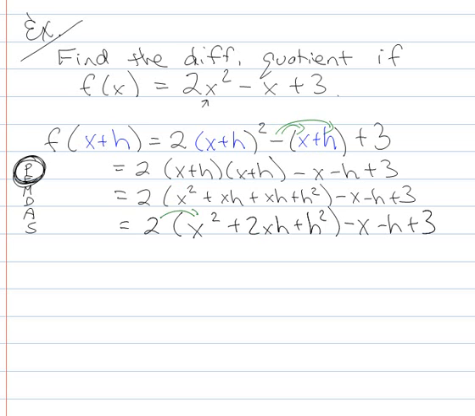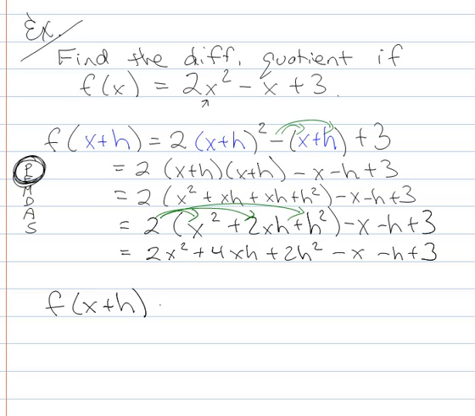Now that I've simplified everything, now I can go ahead and push that 2 through. 2x squared plus 4xh plus 2h squared minus 2x minus 2h plus 6. And now you're done, right? No, we've just started. We've just started. Remember, this is what we were doing. Okay, that's terrible. All of this, all over h.